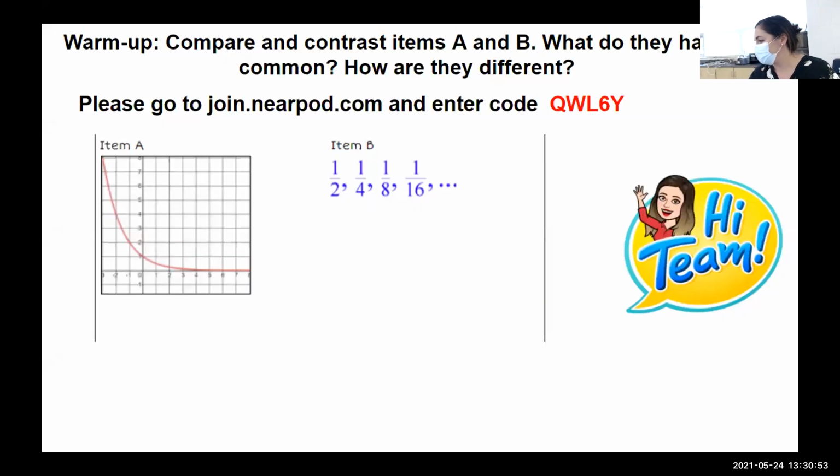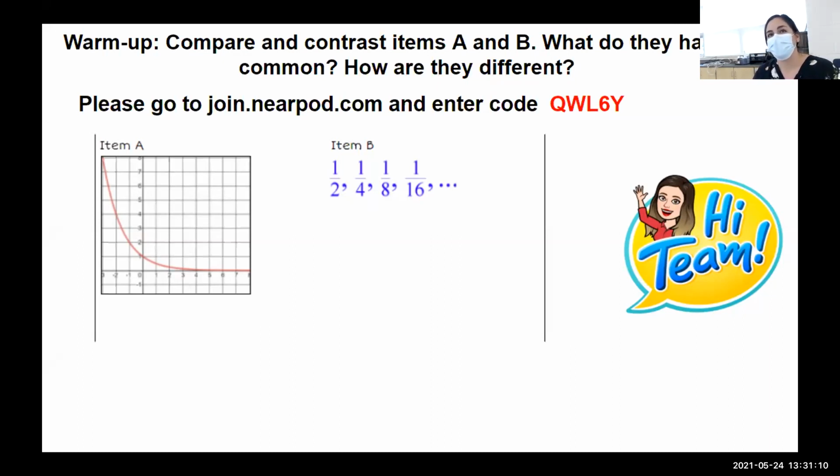which is going to be in Nearpod. So if you look at your shared screen, there's a code there, and you can just go to Nearpod and enter it. And the warm-up is just: if you look at item A and you look at item B and you compare and contrast, how would you compare and contrast?